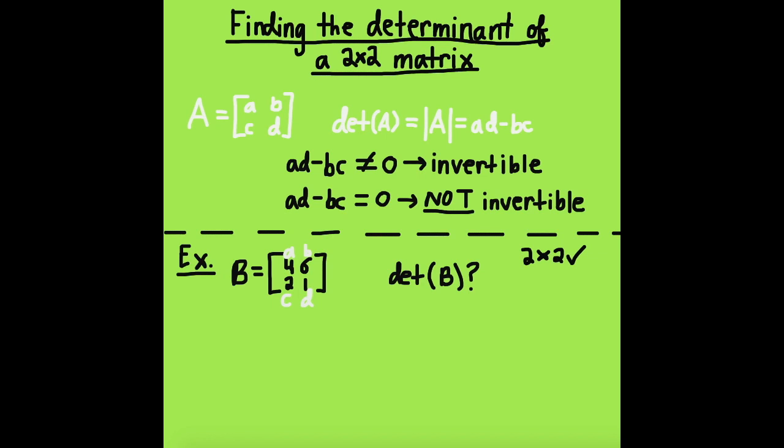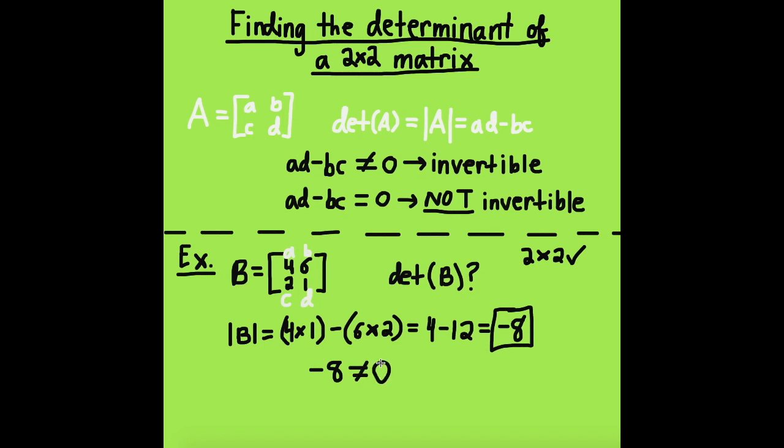So let's use the formula AD minus BC to find the determinant. The determinant of B equals 4 times 1 minus 6 times 2. We are just substituting A, B, C, and D in the formula mentioned in the beginning of the video. 4 times 1 is 4, and 6 times 2 is 12. So we have 4 minus 12, which equals negative 8. Therefore, the determinant of matrix B equals negative 8. Since the determinant equals negative 8, which does not equal 0, the matrix is invertible.